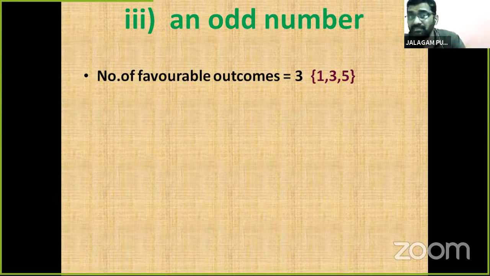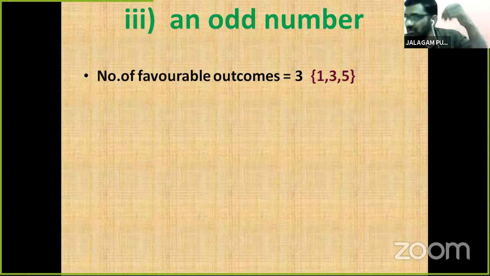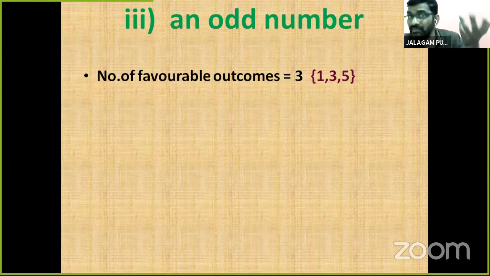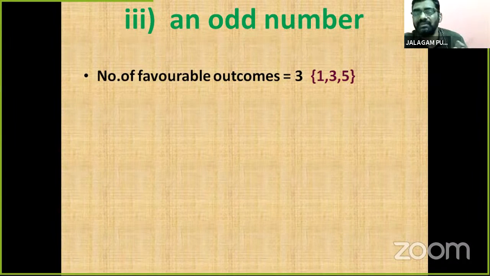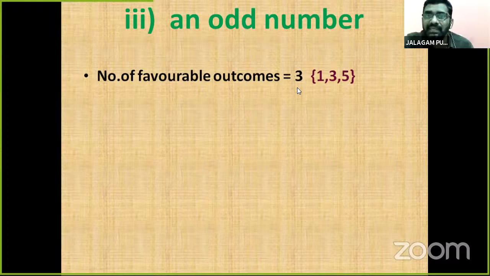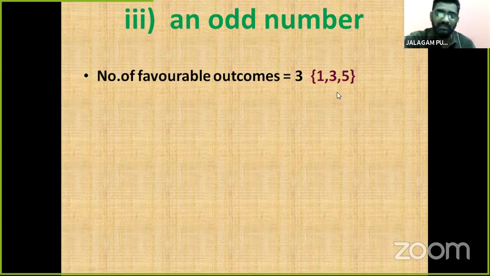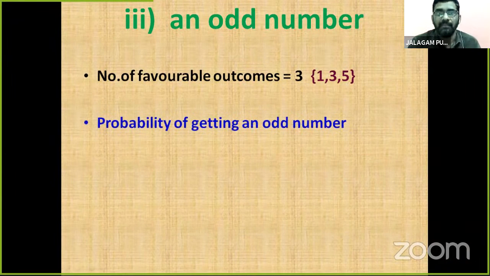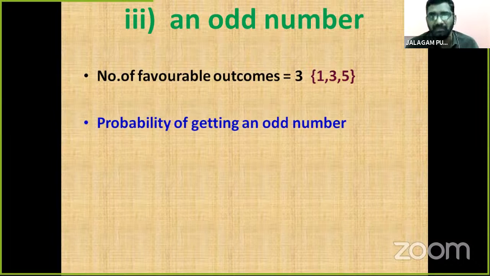Already we found the prime numbers. Here are odd and even numbers; see the difference, children. Here are the prime numbers, the previous ones. Now we want odd numbers. So how many favorable outcomes? 3. So here 1, 3, 5 are the odd numbers. Now, the probability of getting an odd number.